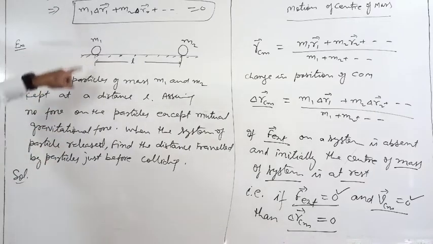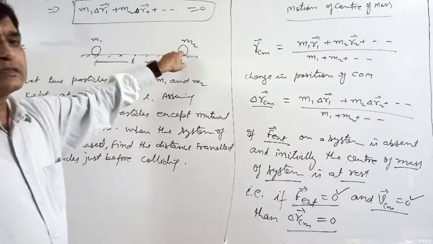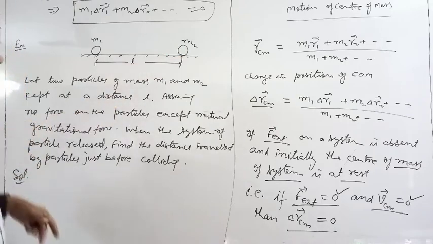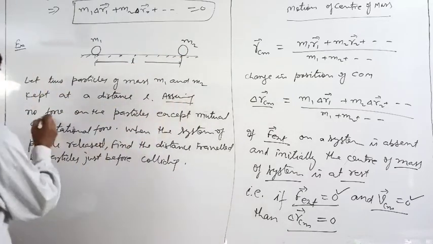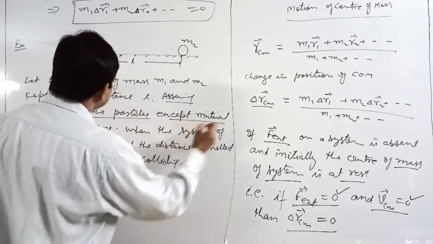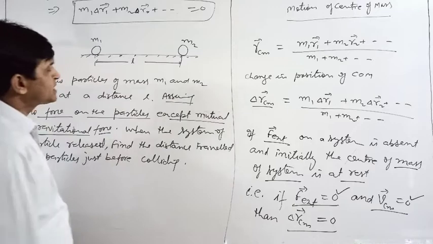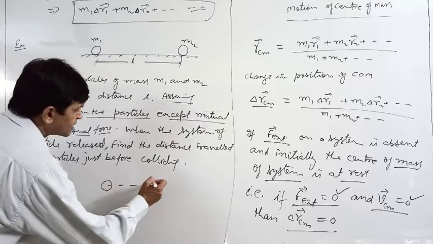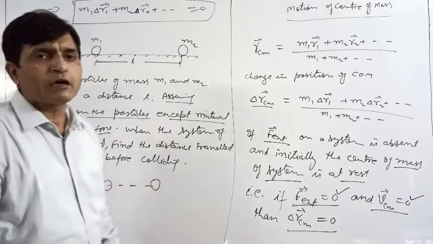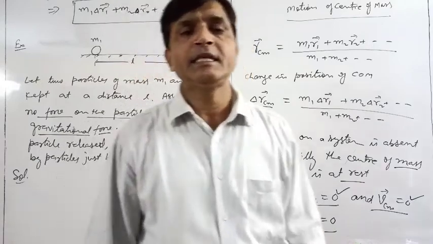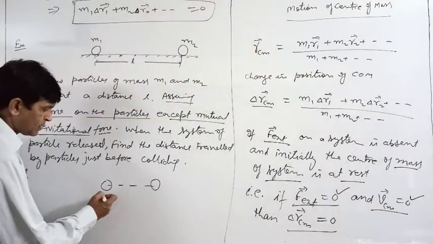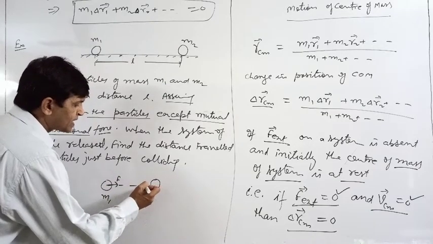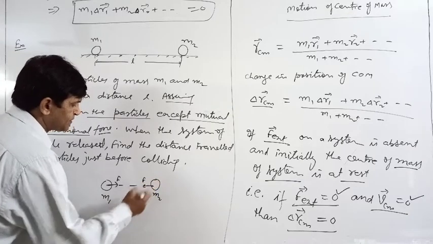The question is this: two particles are given, these particles having mass M1 and M2 kept at distance L. And this is the important point, assuming no force on the particles except mutual gravitational force. It means between the particles only one force is there. That force is your gravitational force. Gravitational force is always an attractive force and it is equal and opposite. See, on this particle gravitational force in this direction, on this particle gravitational force in this direction.